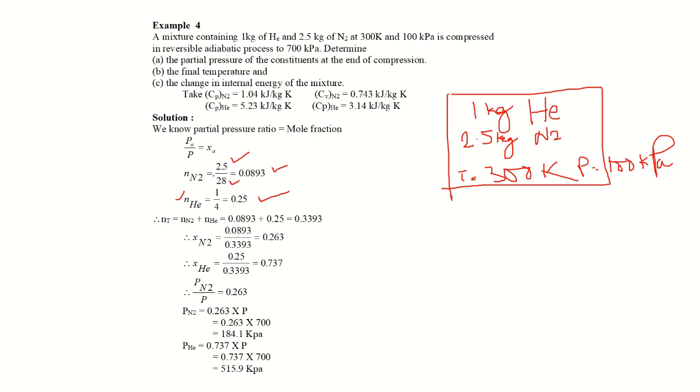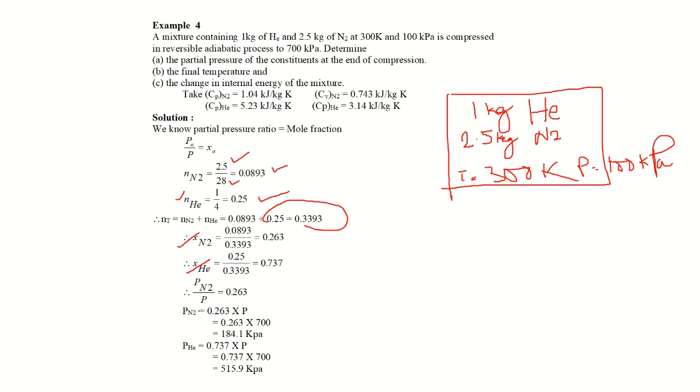Total number of moles is equal to number of moles of nitrogen plus number of moles of helium. Add these two, you will get the total number of moles. So that it is possible to get the mole fraction of nitrogen and mole fraction of helium. Mole fraction is also equal to partial pressure ratio. So you will get the partial pressures.